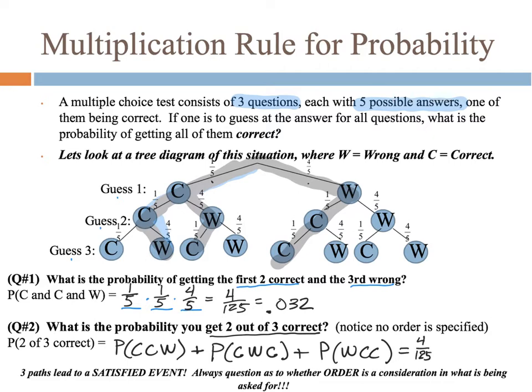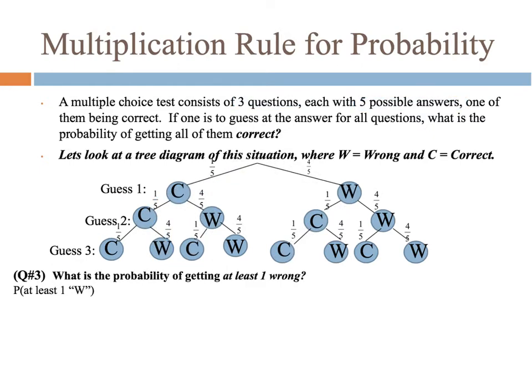So that's 4 out of 125 added to another 4 out of 125, added to another 4 out of 125. Or we can also just go 4 out of 125 times the number of paths, because when we add the same number to itself multiple times, it's not multiplying 3 times. It's the same as going 4 over 125 times 3, which gives us 12 out of 125. So that is 9.6%, 0.096. So still less than a 10% probability of occurring, but somewhat better than 3%. This is why we always need to think about, is order important?